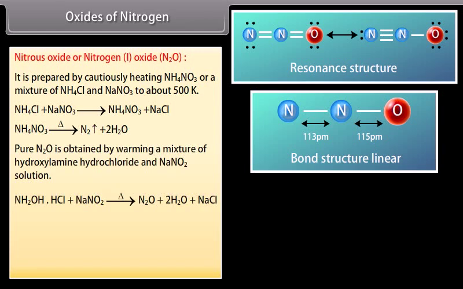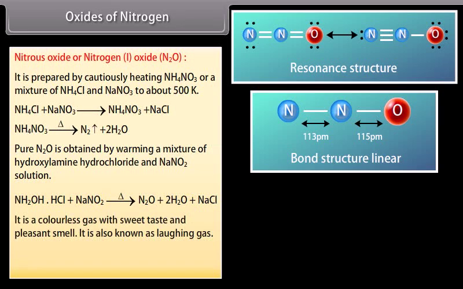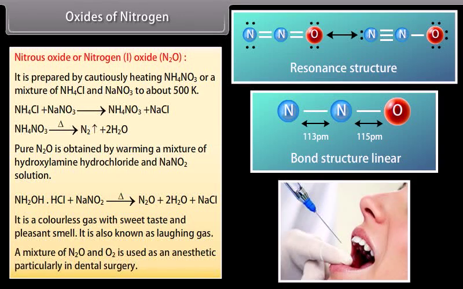Pure N2O is obtained by warming a mixture of hydroxylamine hydrochloride and NaNO2 solution. It is a colorless gas with a sweet taste and pleasant smell. It is also known as laughing gas. A mixture of N2O and O2 is used as an anesthetic, particularly in dental surgery.